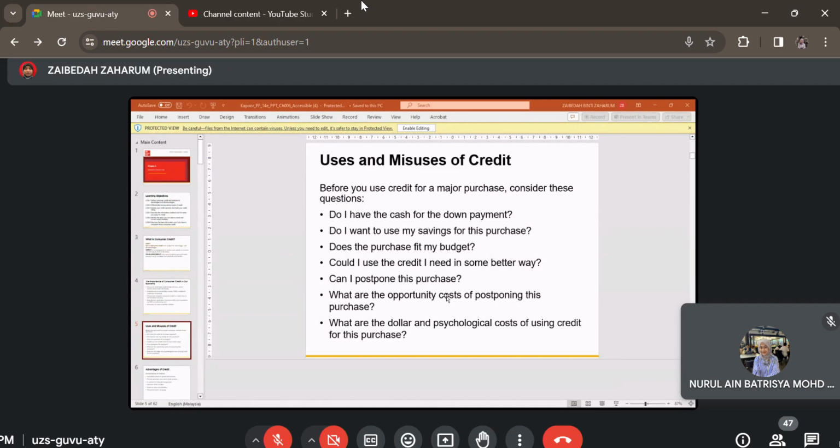Also kita punya interest cost. And then we have to ask, do I want to use my savings for this purchase? So here the person is asked to consider whether they are willing to deplete their savings or emergency fund to finance the purchase.